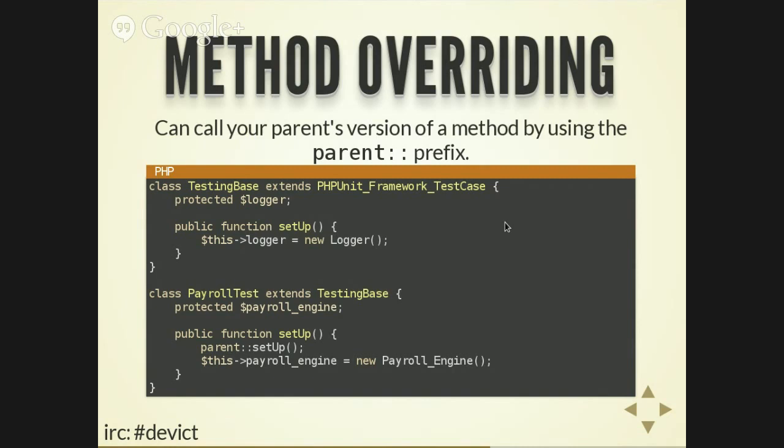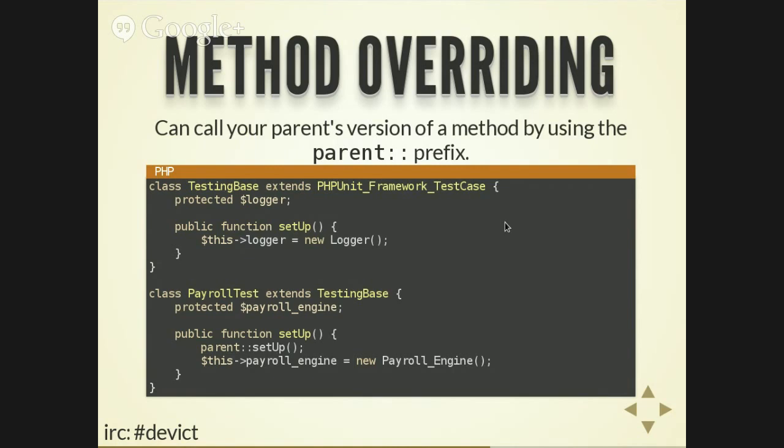So in OOP, there's usually some way for you to call methods on a parent class. And in this case, in PHP, it's the keyword parent followed by the double colons. So you say parent::setup. So we start here, we get here, we go here, we do this, we come back here, and then we move on with the rest of our setup function. In this case, I'm defining the payroll engine that I'm going to use as part of these tests. So this is method overriding.